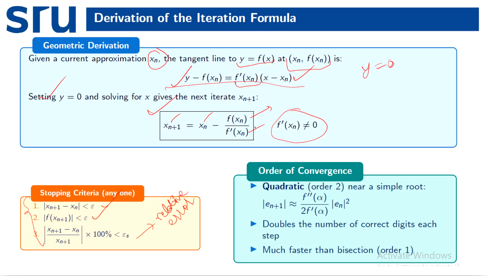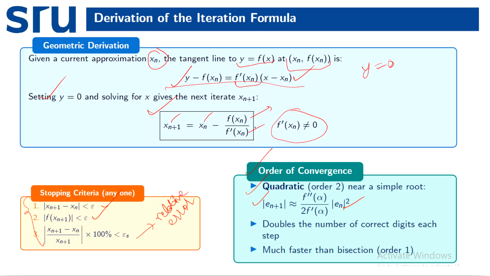Now let us discuss one of the most powerful features of this method, the order of convergence. Newton-Raphson method has quadratic convergence, which is order 2. Quadratic means order 2. That is, error at the n+1th approximation will be approximately equal to f double prime at the point alpha upon 2 times f prime alpha, times the error at the nth approximation. Its square is there.